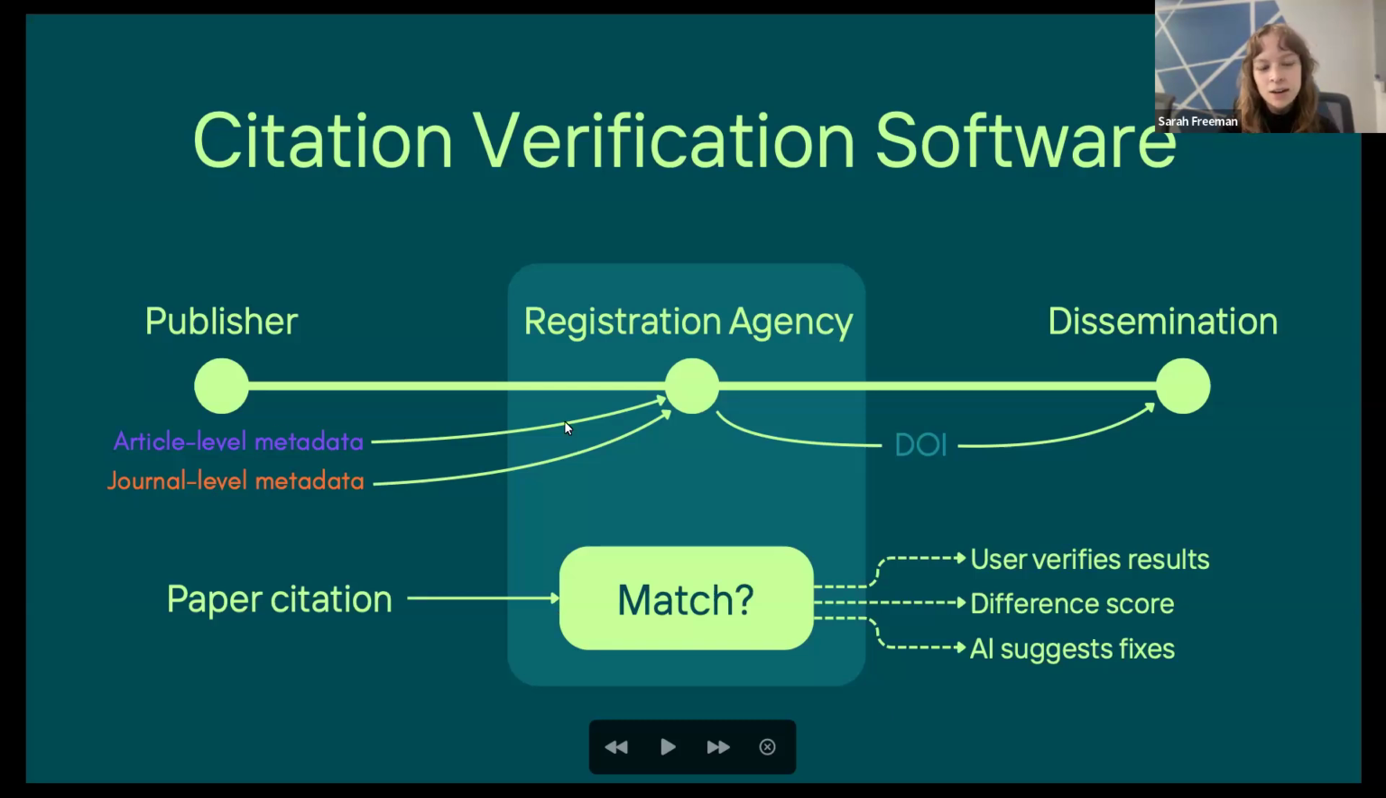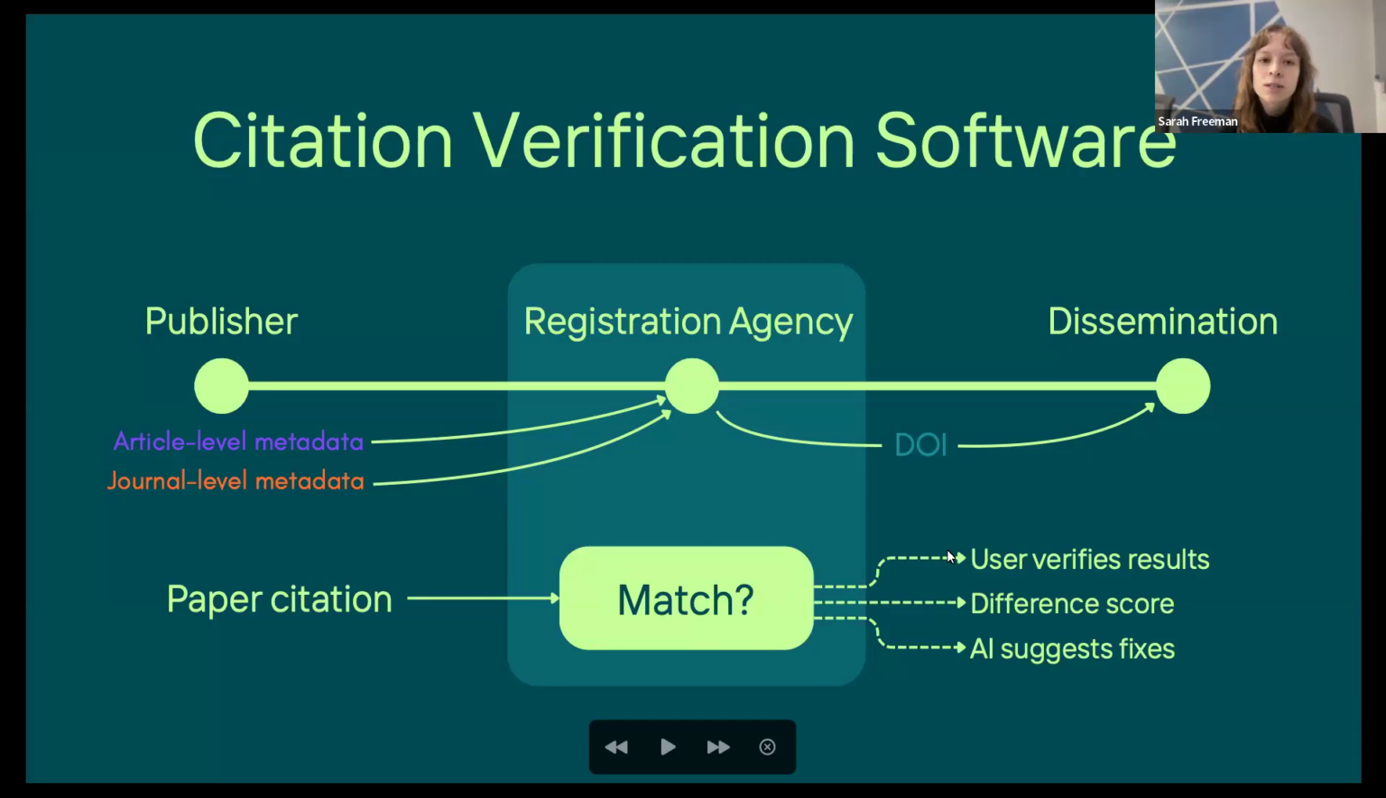So this is the graphic that I had on the earlier slide. This is how DOIs are registered. And what's important here is that the registration agency has all of the metadata from the publisher and the DOI that's been created. So we're going to pull that information from the registration agency, and then we're going to compare it to the citation in the paper that we're checking. And we're going to ask, do they match? And this is something that pretty much every citation verification tool does. This is the core step. But what sets different citation verification services apart is what they do after they do this comparison.